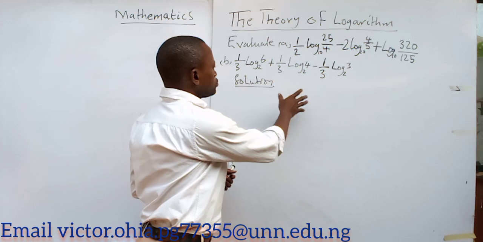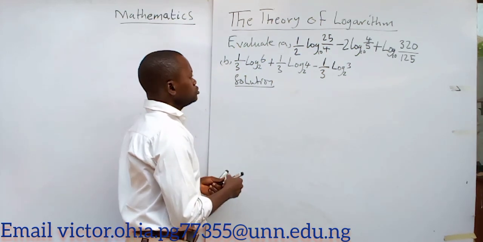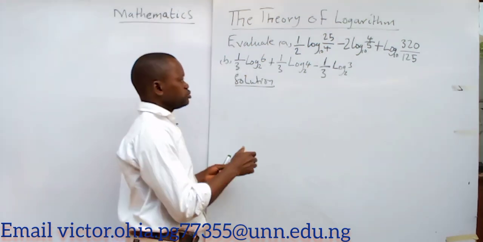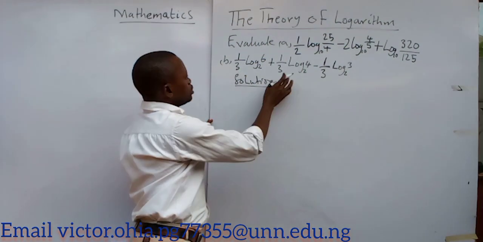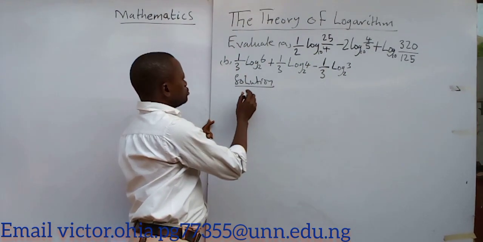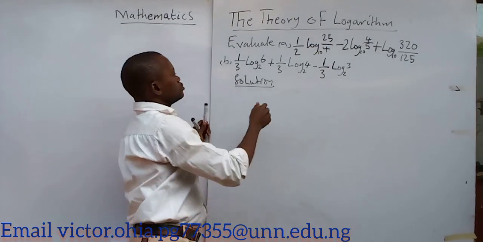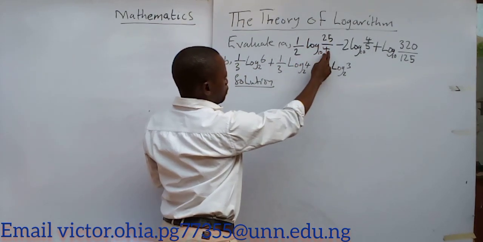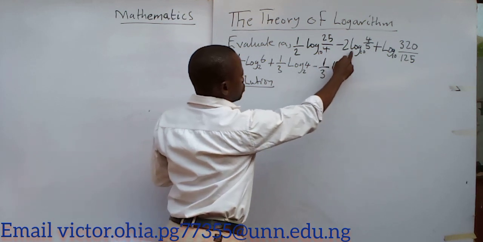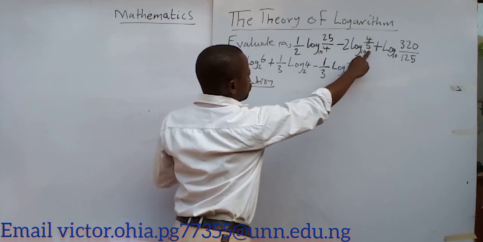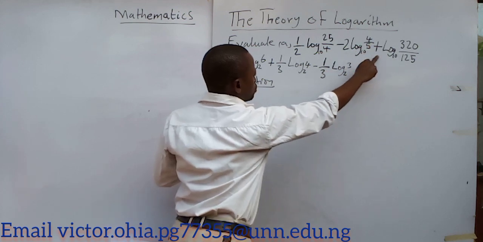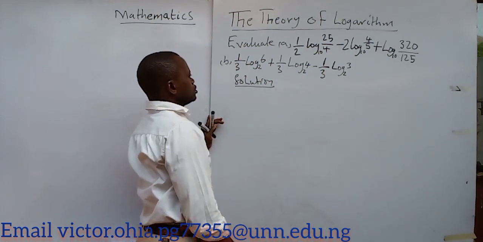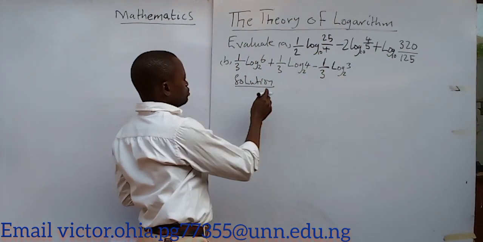If you look at this, you realize that there's nothing we can do here other than use the laws of logarithm we discussed previously to handle these problems. Now, I have here 1 over 2 of log of 25 over 4 in base 10, minus 2 log of 4 over 5 in base 10, plus log 320 over 125, all in base 10. So, let's see how we can handle that first problem.